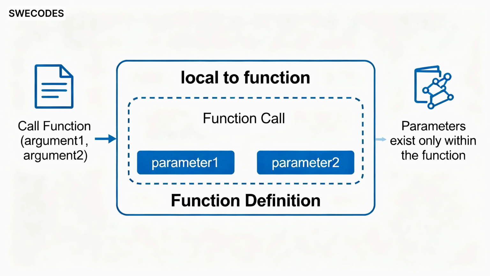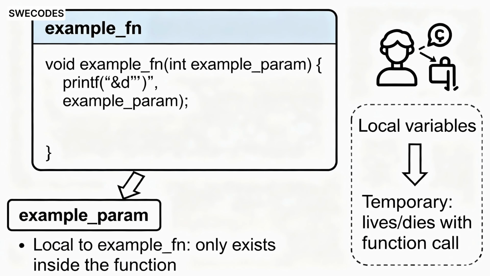4. Parameters follow the same rule. Parameters, the variables you pass into a function, also have local scope. For example, void example_fn(int example_param) { printf("%d\n", example_param); }. Here, example_param exists only inside example_fn. Outside of it, the compiler has no idea what example_param means. So just like local variables, parameters are temporary. They live and die with the function call.